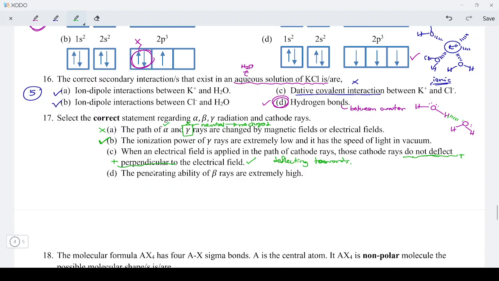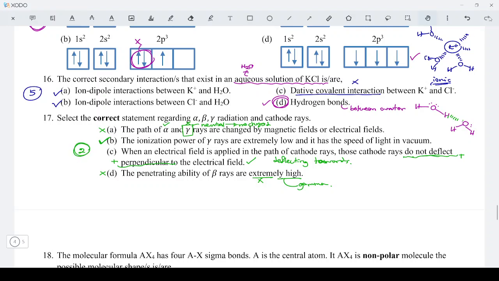Let's see the last statement. Penetration ability of beta is extremely high. So we can't say extremely; it's higher than alpha because it's small, but it's lower than gamma. So saying extremely high is wrong. Extremely high will be there for gamma, not for beta. Okay, so then B and C are the correct statements. Yeah, that means answer 2.